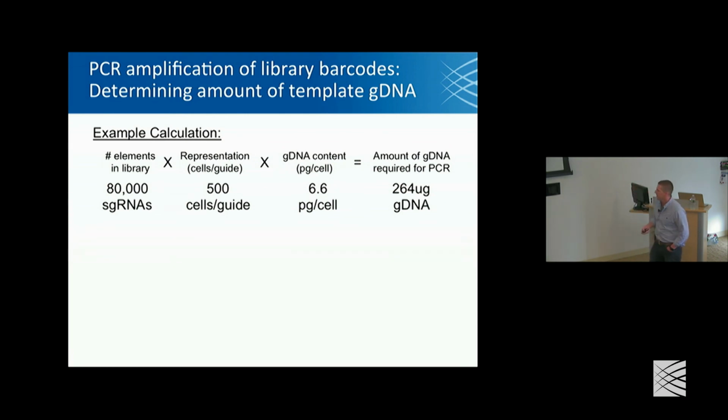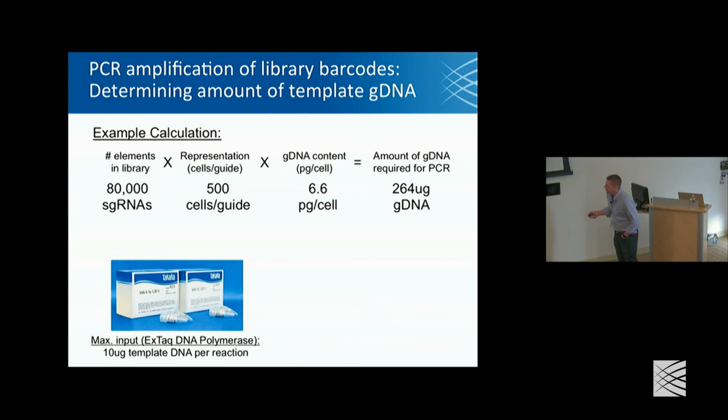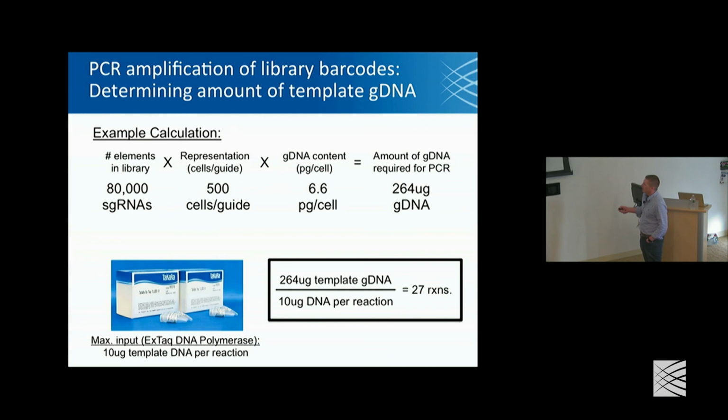So it's a lot of genomic DNA, and it's more than you're probably used to handling if you're not doing these types of screens. So when we do these, the kit we use in GPP is the Takara Ex Taq kit, sorry. And the maximum gDNA we can fit into a reaction for this is 10 micrograms of gDNA. More than that, it's going to kill the reaction. So if you do the math of needing 264 micrograms of DNA and you can only fit 10 per reaction, we round that up to about 27 reactions that you're going to need to do from your template genomic DNA. So it's not a single reaction. We have like 27 for a standard screen of this size.